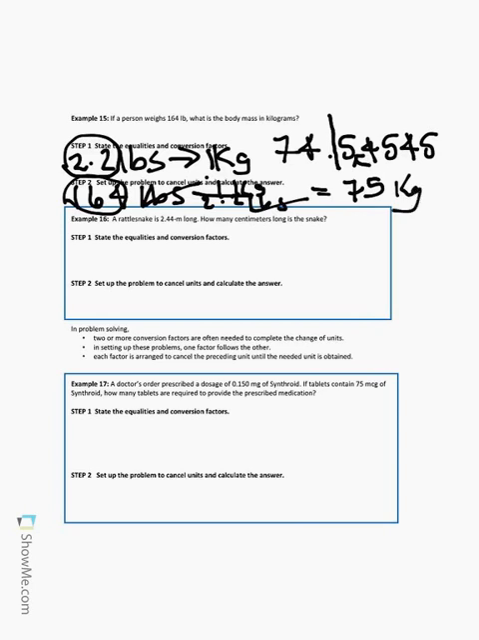Example 16. A rattlesnake is 2.44 meters long. How many centimeters long is the snake? From the previous lecture, you should remember that centimeters is a unit. You should know there are 100 centimeters in 1 meter. All right, so our conversion factors are 100 centimeters divided by 1 meter, or 1 meter divided by 100 centimeters.